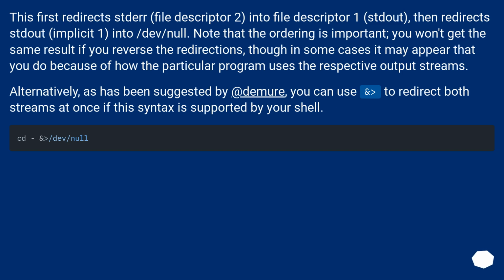This first redirects stderr, file descriptor 2, into file descriptor 1, stdout, then redirects stdout, implicit 1, into /dev/null. Note that the ordering is important. You won't get the same result if you reverse the redirections, though in some cases it may appear that you do because of how the particular program uses the respective output streams. Alternatively, as has been suggested by @demure, you can use &> to redirect both streams at once if this syntax is supported by your shell.